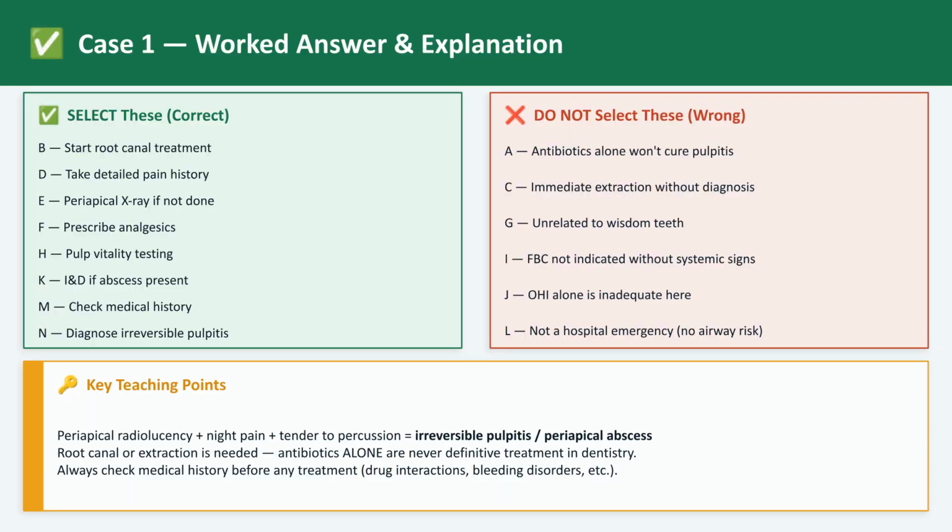The correct selections include starting root canal treatment, taking a detailed pain history, and checking the medical history. The wrong options include prescribing antibiotics alone, immediate extraction, or advising the patient to go to the emergency room, as this is not a hospital emergency.